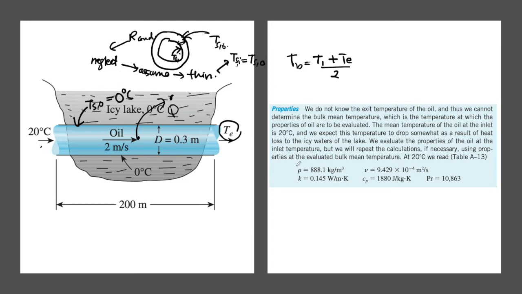Then you have to find all the properties in Table A13: k, nu, Cp and Prandtl number.